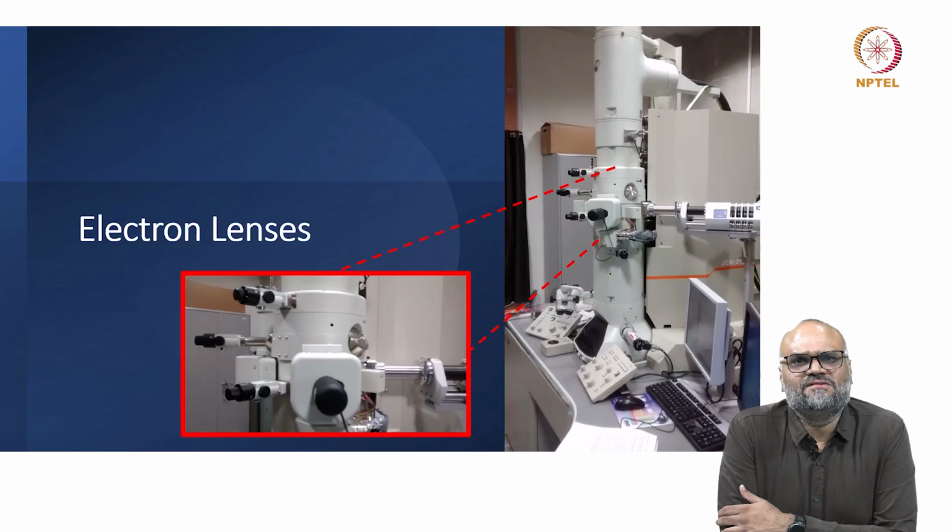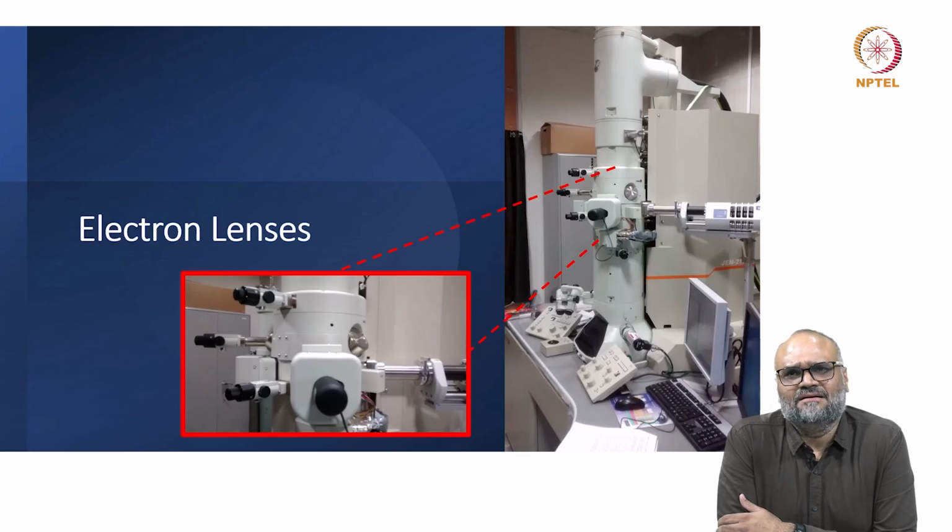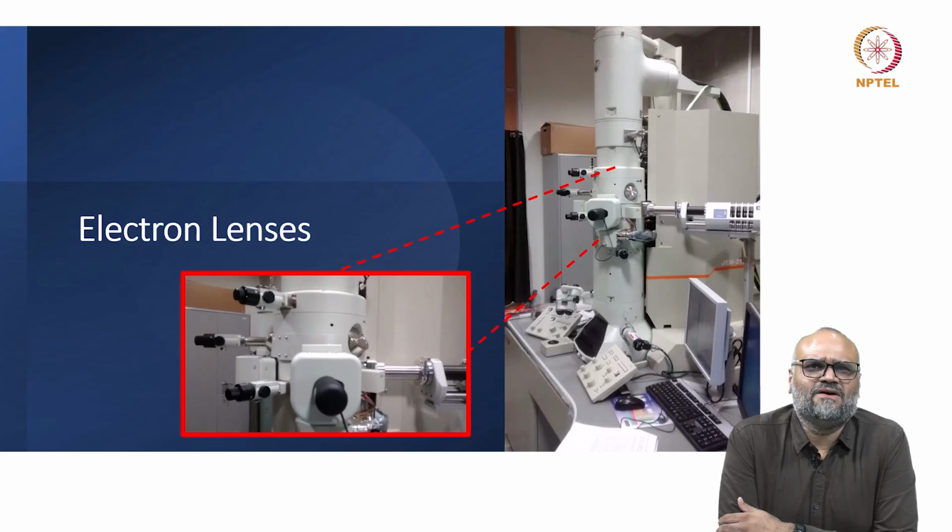So having introduced various components of the transmission electron microscope and seeing the emitters that we saw in the previous lecture, let us move on to the next component, which is also called the heart of the microscope, which is your electron lenses. What you see here in this figure is the location of the objective lens in a transmission electron microscope.